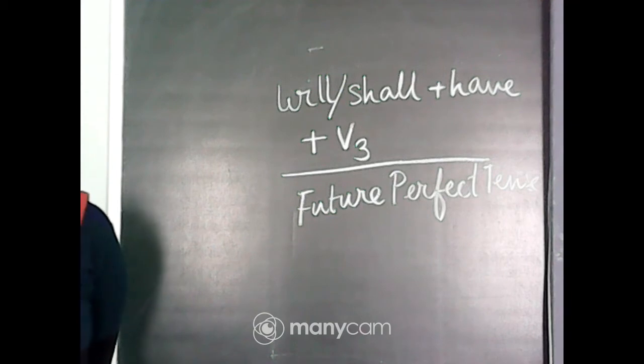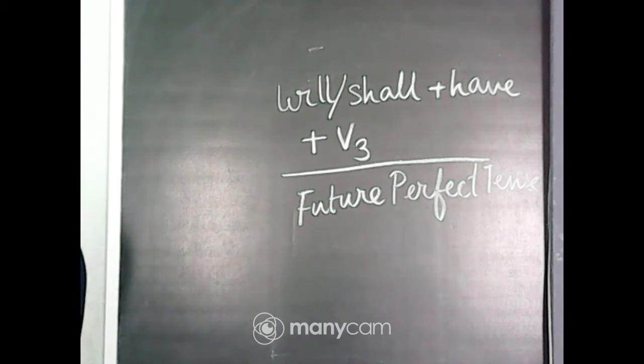Are you guys able to understand? Whose connection is interrupted? Jasmine. Okay. Now, this is the form of the future perfect tense: will or shall plus have plus the past participle form of the verb.